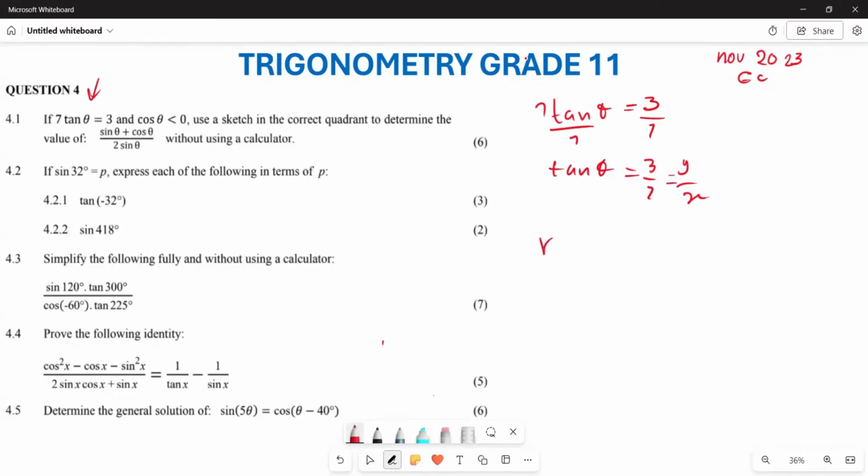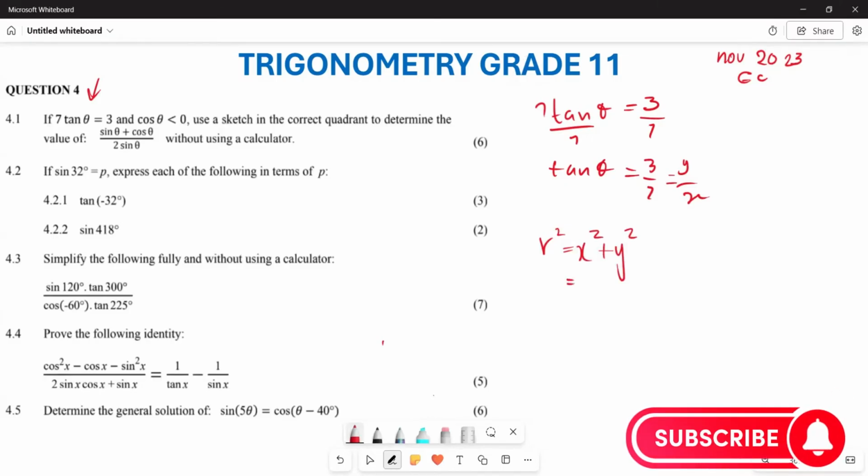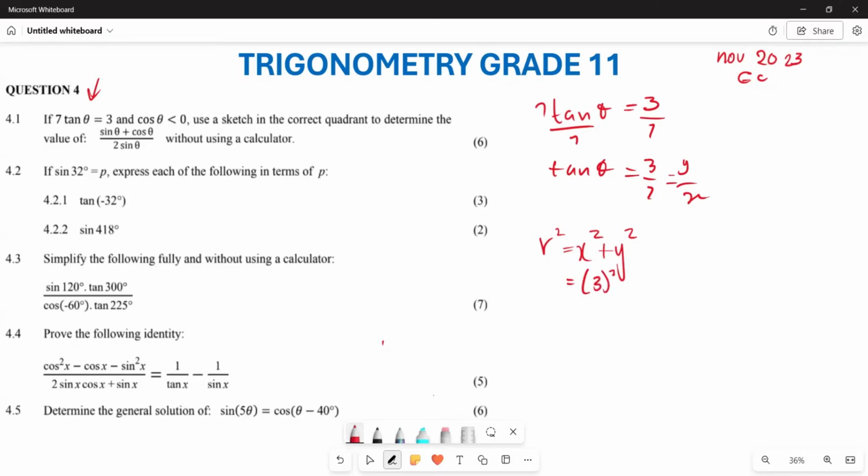Your r squared is going to be the same as your x squared plus your y squared, right? And this is the same as 7 squared plus 3 squared, which is going to be the same as 58. So which means your value of r is going to be the square root of 58, right?